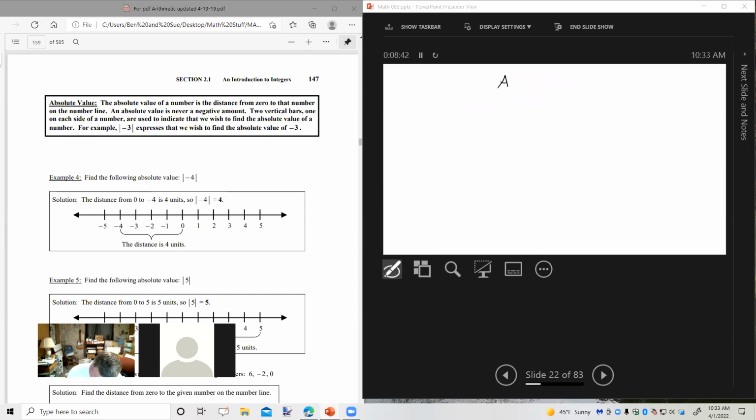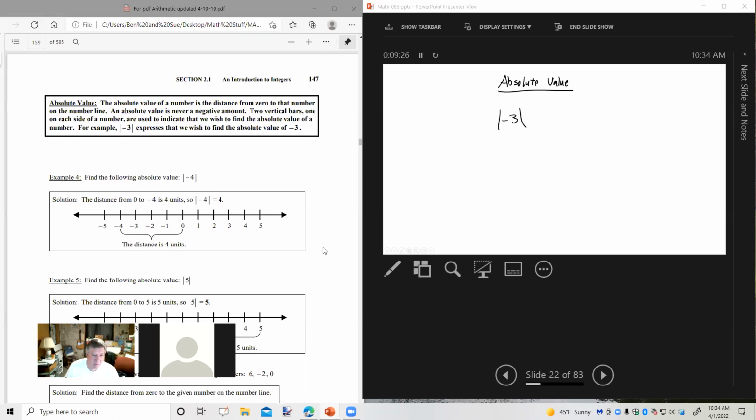There's something called absolute value. And we see over on the left side of the screen, it says absolute value. The absolute value of a number is the distance from 0 to that number on the number line. An absolute value is never a negative amount. Two vertical bars, one on each side of a number, are used to indicate that we wish to find the absolute value of a number. For example, the absolute value of -3, written this way, expresses that we wish to find the absolute value of -3.